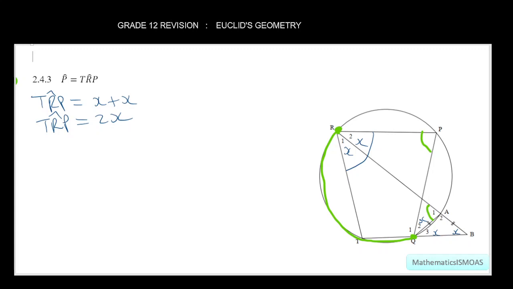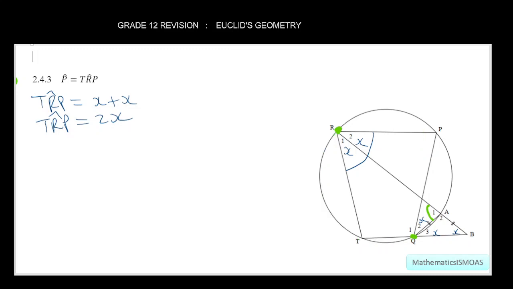Then angle A1 will be equal to what? Let's look at triangle AQB. You see that angle A1 is equal to Q3 plus angle B. Exterior angle of a triangle is equal to the sum of interior opposite angles. Therefore, angle A1 will be X plus X, which is 2X. Therefore, if angle A1 is 2X, then angle P is 2X. Then we would have proved that angle P is equal to angle TRP.